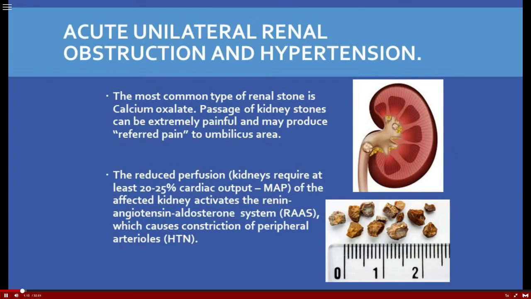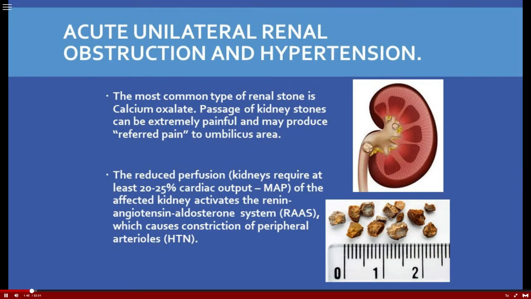So first, let's talk about acute unilateral renal obstruction and hypertension. Some of the most common causes of obstruction is certainly kidney stones, renal stones, extremely painful. And you can see why when you look at the PowerPoint, you can see those stones there in the corner, and they're very jagged and extremely painful. Probably one of the most painful things a patient can go through. But one of the most common types of renal stones or kidney stones is calcium oxalate.